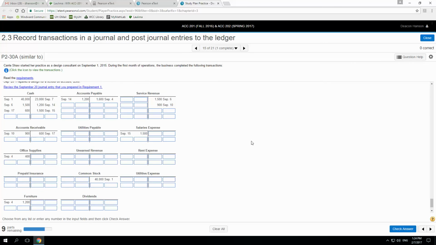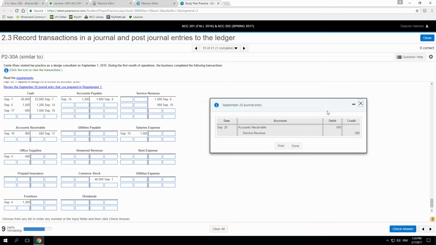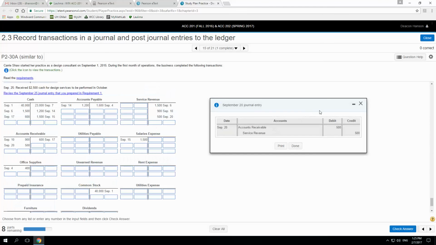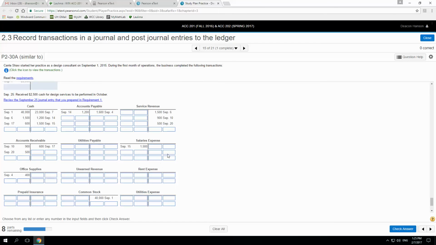Okay, where are we now? September 20th. I got a debit to accounts receivable of 500 and a credit to service revenue of 500. You see how the accounts are building, right? You see that?